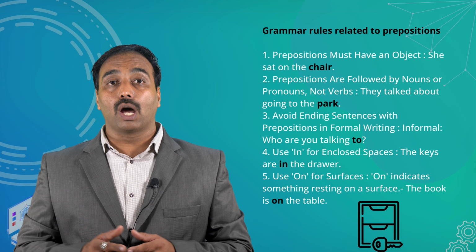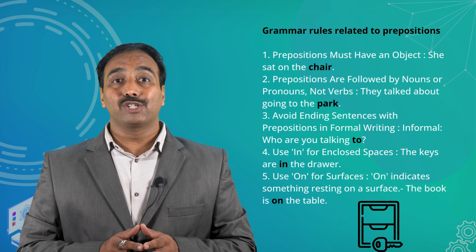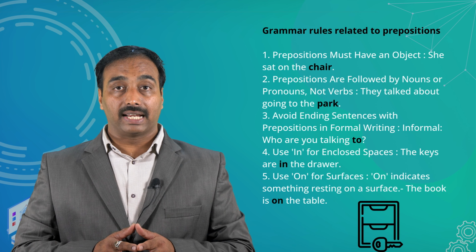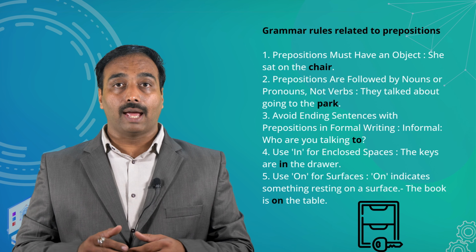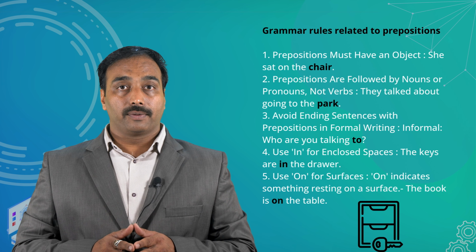Prepositions are followed by nouns or pronouns, not verbs. If a verb follows a preposition, it should be in gerund form. Gerund means a verb noun, like swimming is my hobby. I am not denoting actual swimming action. They talked about going to the park.